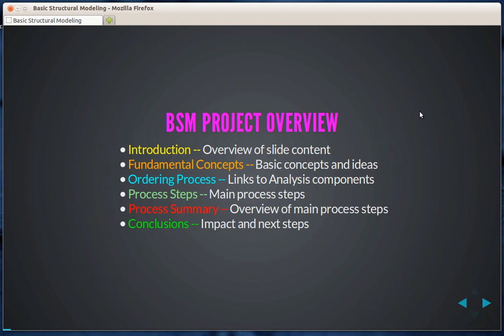So this is an overview of the basic structural modeling project slide deck. Essentially, we're going to have an introduction and give an overview of the slide content. I've added fundamental concepts to this particular slide deck, different from the last video. We'll talk a little bit more about some things that are not necessarily basic structural modeling components, but are ideas and concepts that are necessary to help you understand the way that basic structural modeling is integrated to support interpretive structural modeling and other activities.